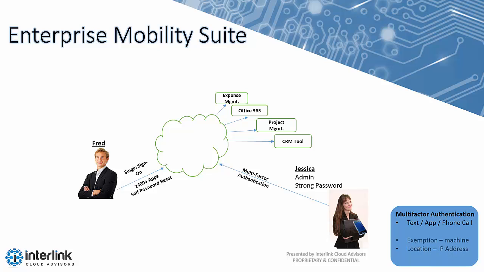What's also really nice is because we know which machine Jessica uses regularly, we can go ahead and exempt that machine from multi-factor, or if she's in the office, we can exempt that IP address range. So what's nice is we're not asking her to do multi-factor every single time she logs in, we're giving her some exemptions. And also we've got some security reporting.